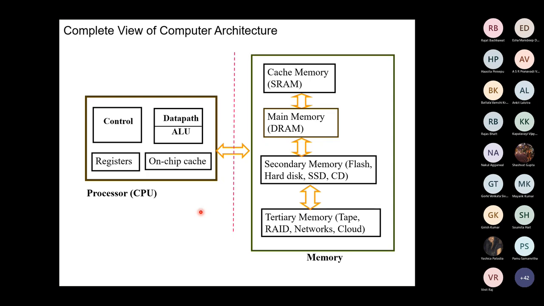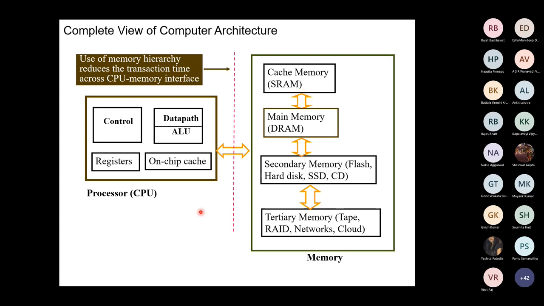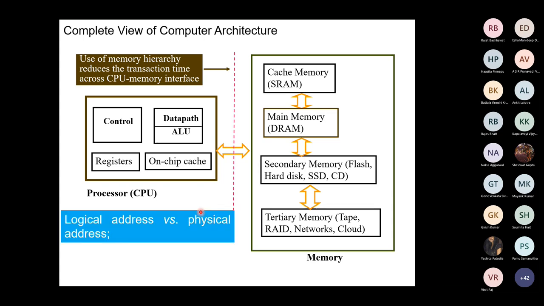So you realize that, first of all, the memory hierarchy reduces the transaction time across the CPU-memory interface, and this uses the principle of spatial locality and temporal locality. And you already have this understanding of logical address versus physical address, right? A logical address is supplied by the program counter, and then it is mapped into the physical address. Okay. And as we have just discussed, the hard disk is basically a very slow process.